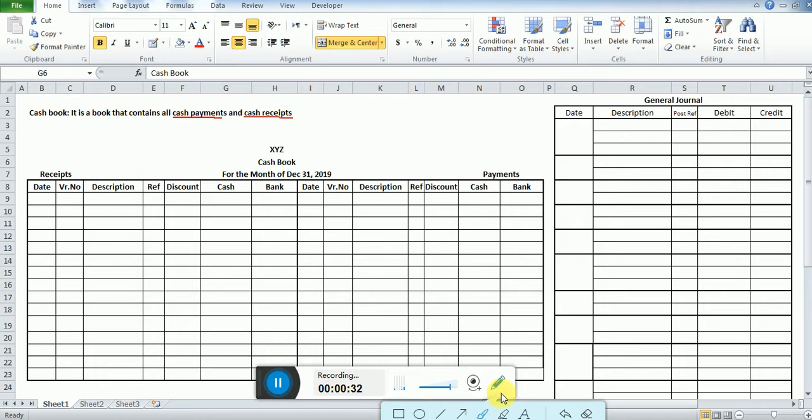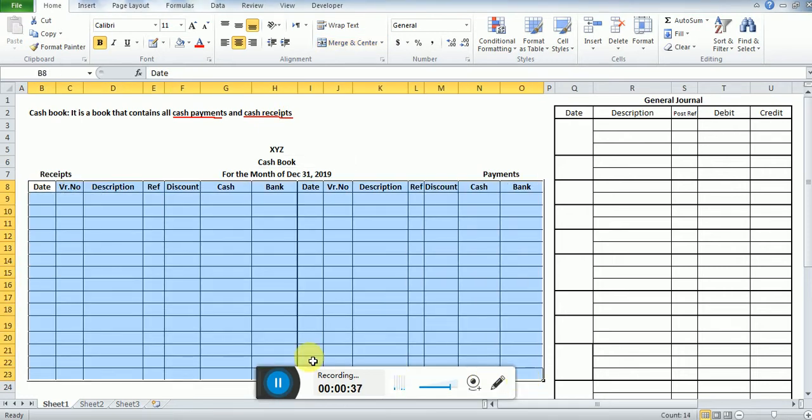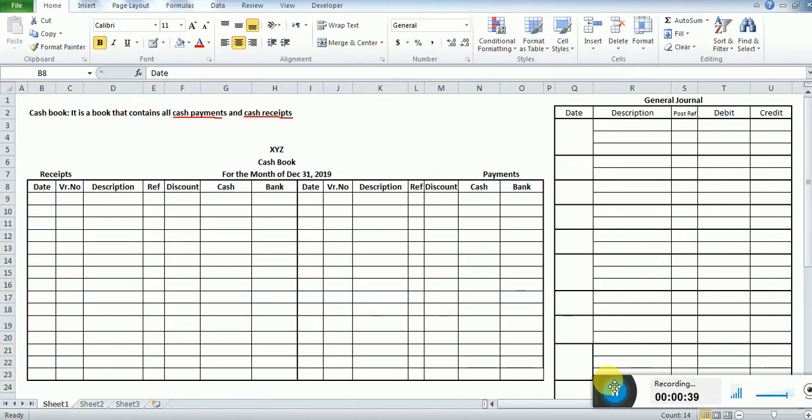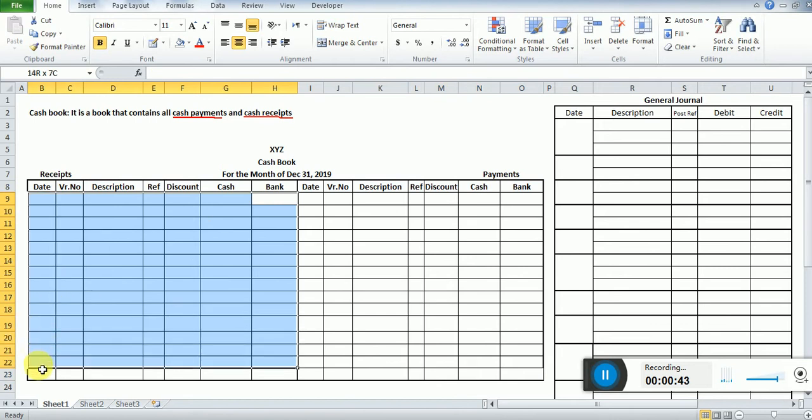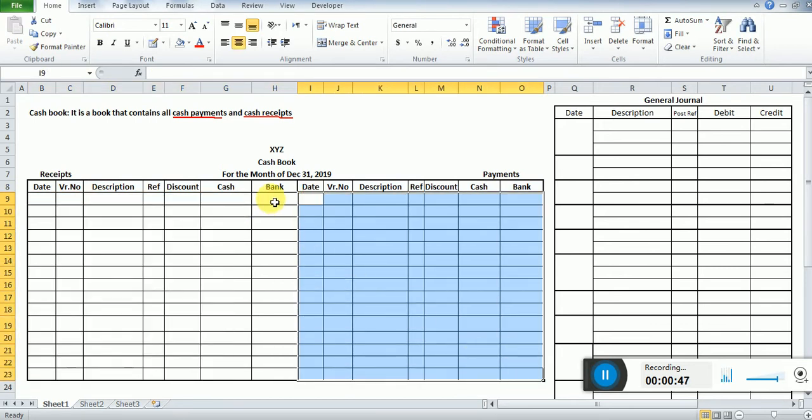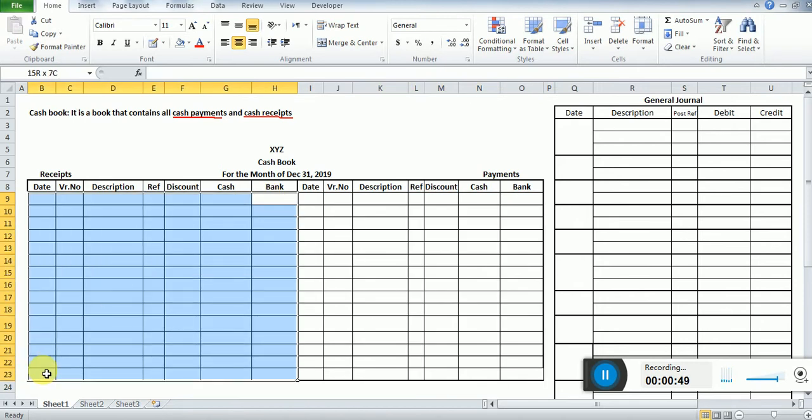Okay, so as you can see, this is what is called a cash book, right? And this cash book has two sides. This one is the debit side, or you can say the left side, and this is the right side. In the debit side we are recording all receipts, and here we record all payments.